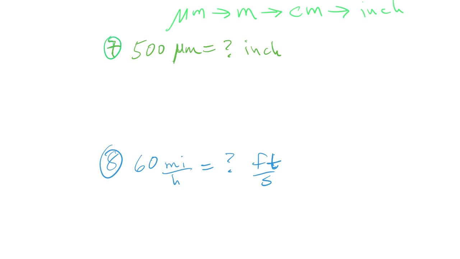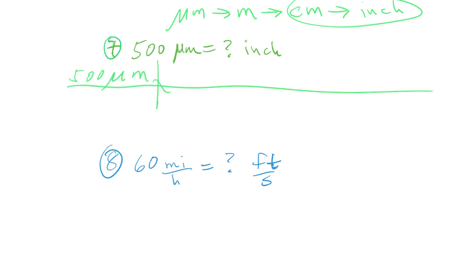Okay, I have 2.54 centimeters is 1 inch, like I showed you before. Okay, so let's do the math. So I'm going to start with 500 micrometers. I'm going to basic unit. Bring down micrometers. Go to basic unit.